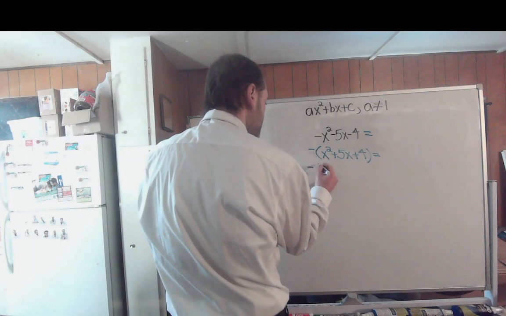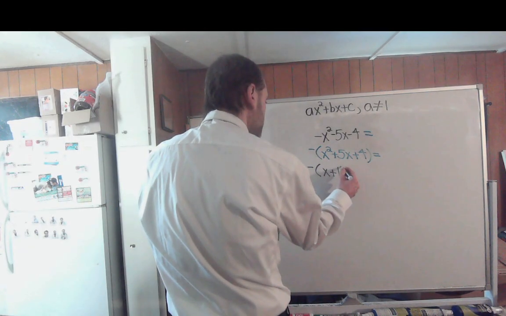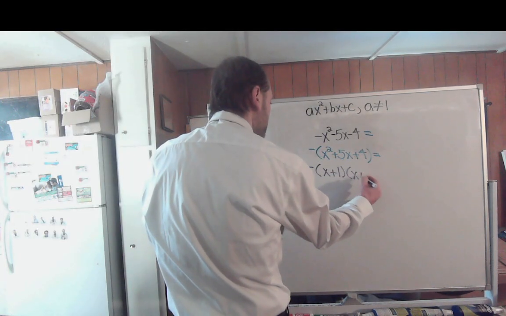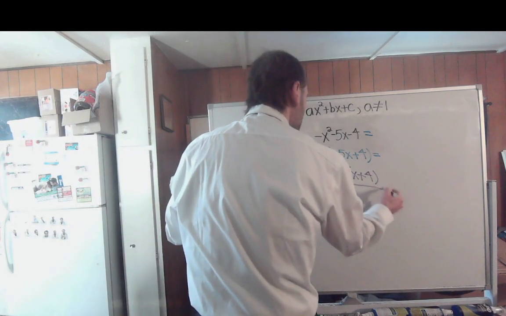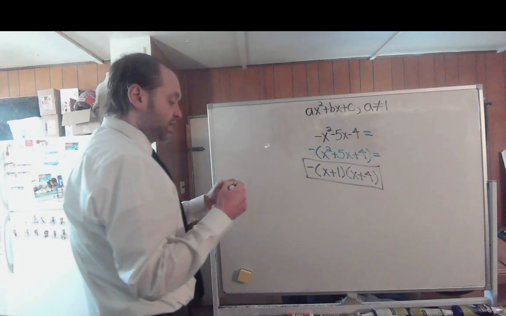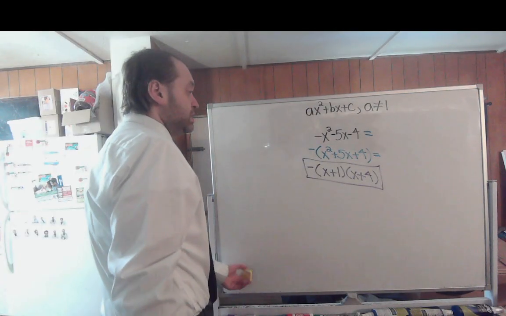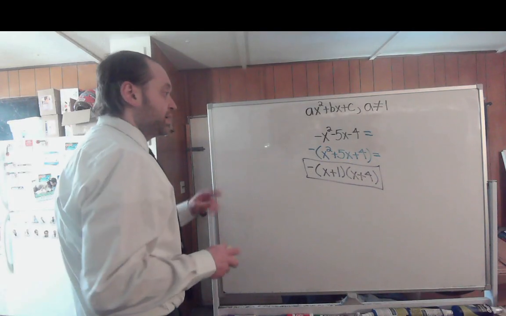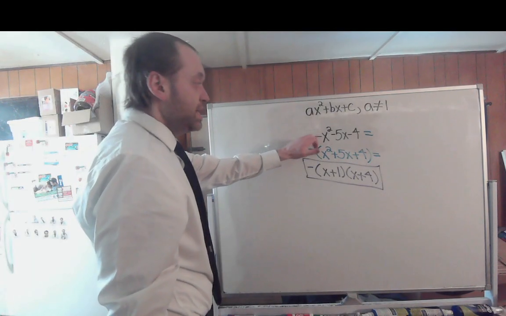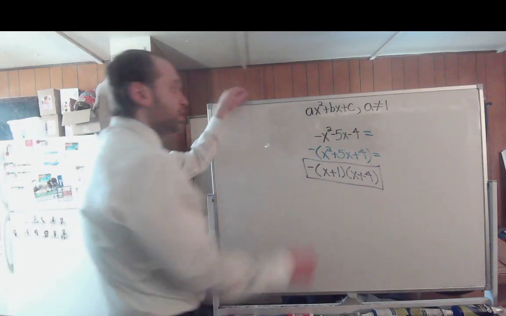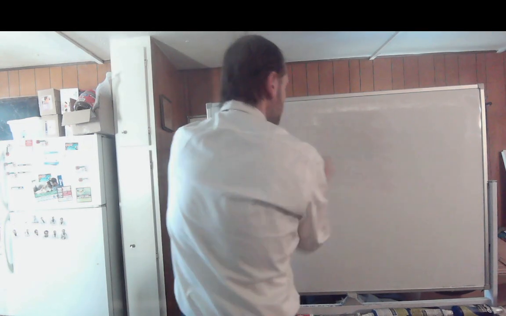So keep that negative sign outside the parentheses. This would turn into the x plus 1 times x plus 4. So what you end up getting for your result here would be negative of the quantity x plus 1 times the quantity x plus 4. So that's how you would approach a leading coefficient being negative when it's on the x squared term. But for the rest of these, they're all going to be positive, which is the good news.